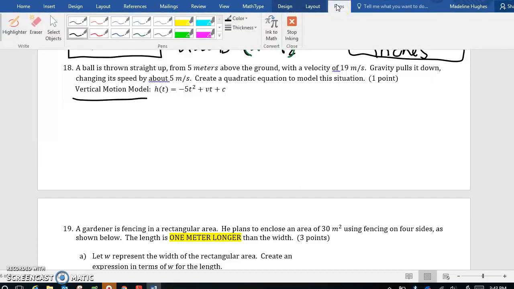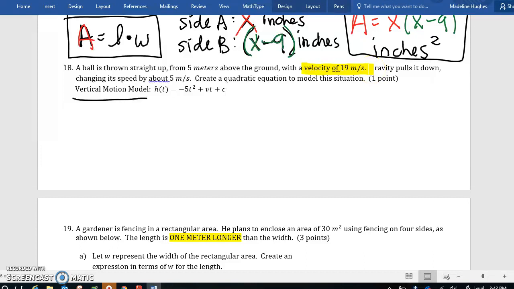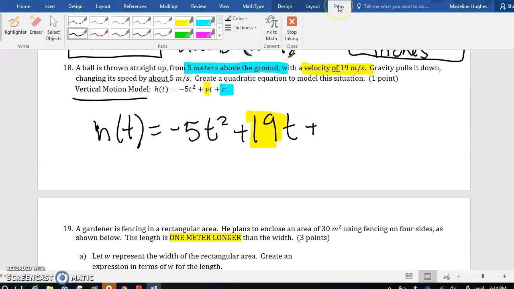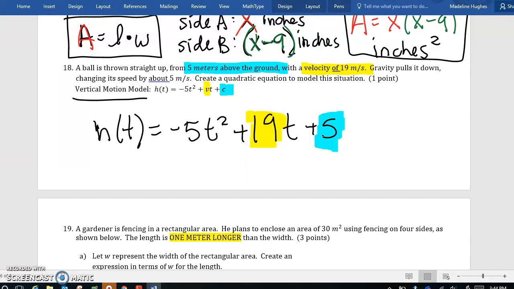So they tell us that velocity is 19 meters per second. So instead of the v, we're going to plug in 19. And then our c value, how high above the ground, 5 meters above the ground, that's what we're going to plug in for c. So everything else is the same. So we keep h of t is equal to negative 5t squared plus, like I said, our velocity is 19. And we still have t in that equation, plus our c value is 5. We got that from 5 meters above the ground. There is our vertical motion model equation.